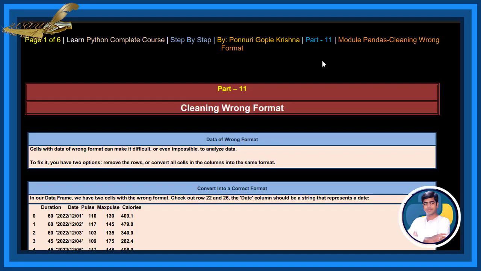In this session, let us learn about cleaning wrong format data. Cells with data of wrong format can make it difficult or even impossible to analyze data. To fix it, you have two options: remove the rows, or convert all cells in the column into the same format. Convert into correct format.